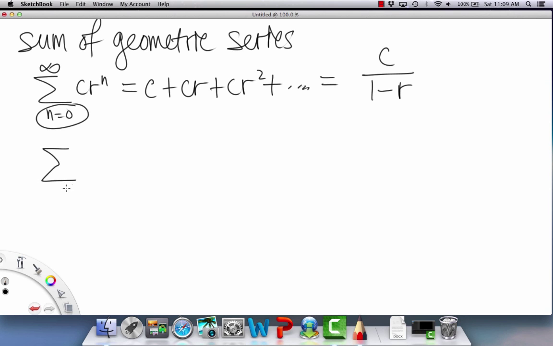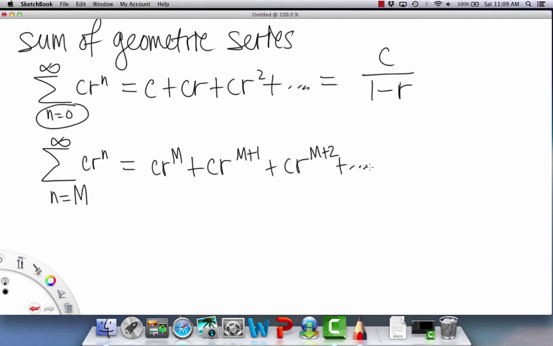And then the second case is when n starts at some other number other than 0, but it still goes up to infinity, and we still have the same sequence. So when we plug in capital M, it would start at this number instead of just C. Our next term would be plus C R to the M plus 1, and then C times R to the M plus 2, and all the way up to infinity. So now, this would just be C times R to the M over 1 minus R.